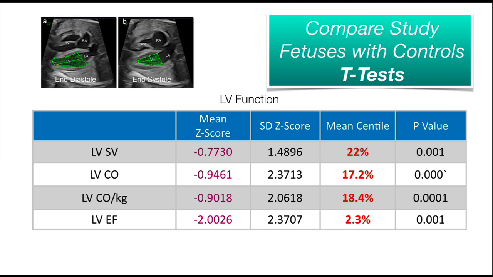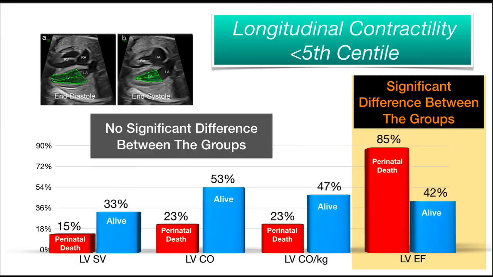This represents the left ventricular function derived from measurements of the end diastolic and end systolic volume derived using Simpson's rule. The stroke volume, cardiac output per kilogram, and the ejection fraction were significantly less than the controls. The value ranged from 2.3% for the ejection fraction to 22% for the stroke volume.